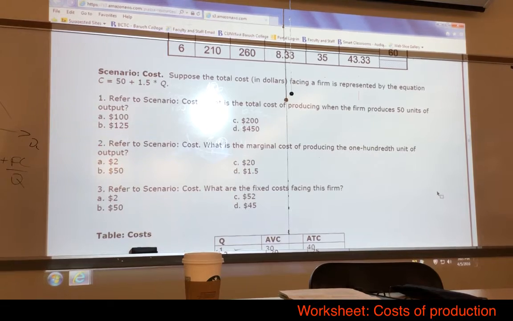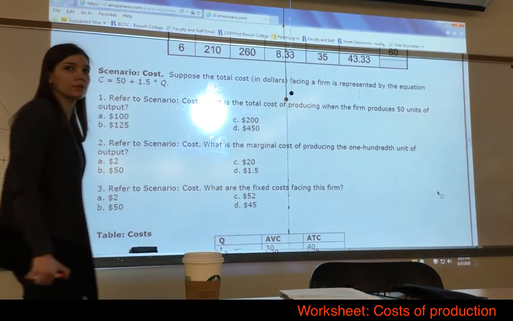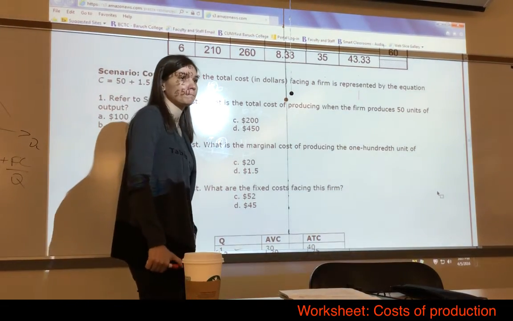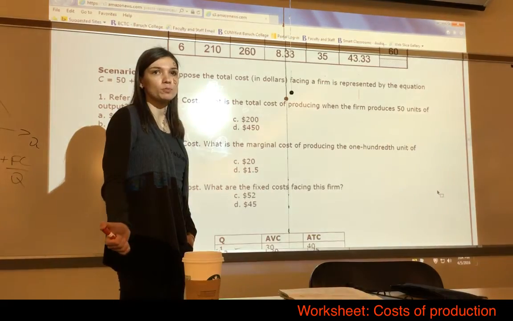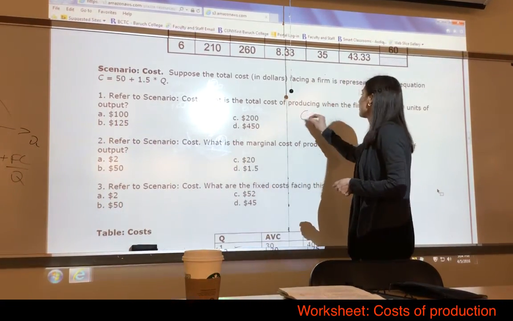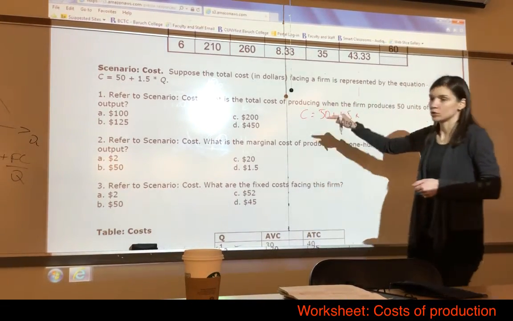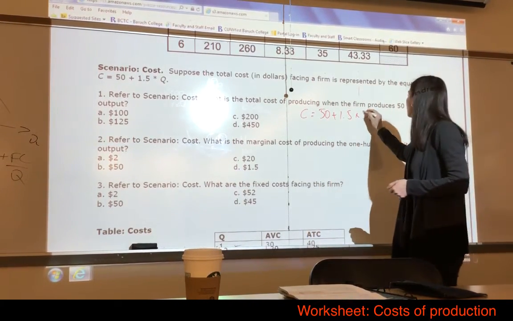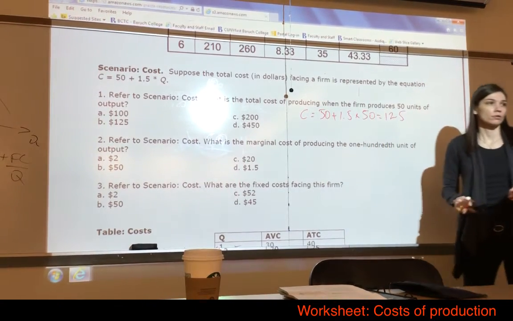What is the total cost of producing when the firm produces 50 units of output? How can you find that? Just plug it in, right? Alright. Total cost will be 50 plus 1.5 times, and our quantity we're going to plug in, 50, which is 75, 125. Agree?